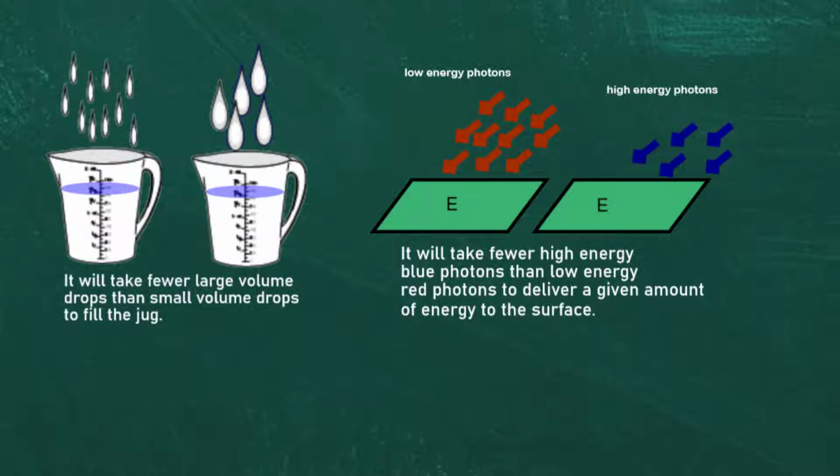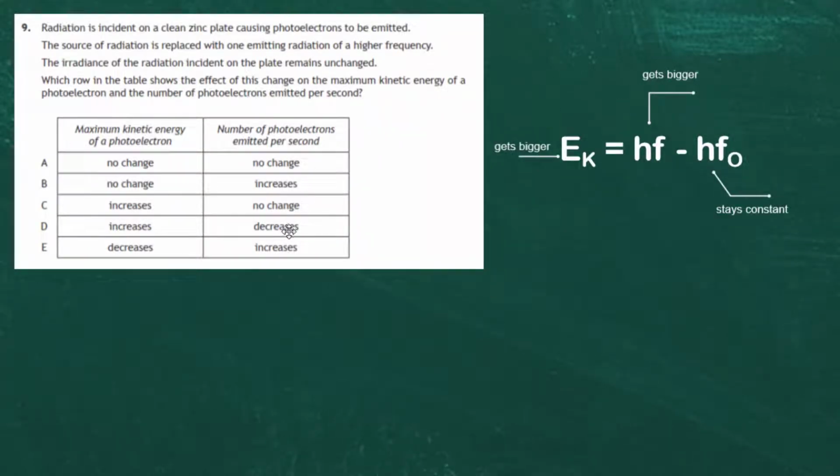So the very fact that we have increased the frequency of the light means that we're now providing high energy photons. And to provide the same irradiance, you require fewer of them. So if you require fewer of them, you're going to get fewer photoelectrons actually ejected from the plate. So a proper answer for the question is going to be decreasing. The number of photoelectrons emitted per second is going to decrease. So our answer to that is going to be D.